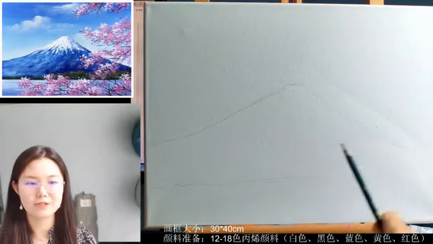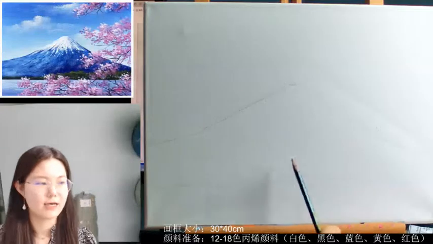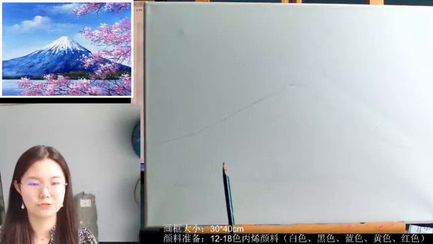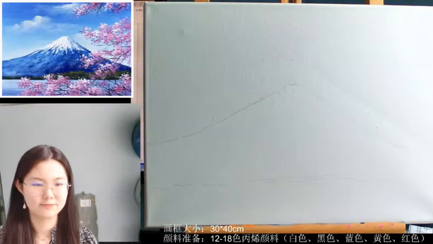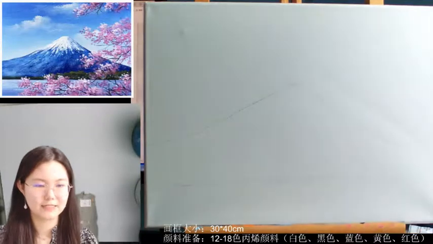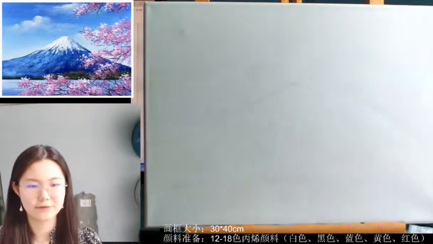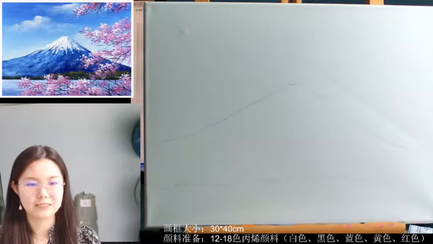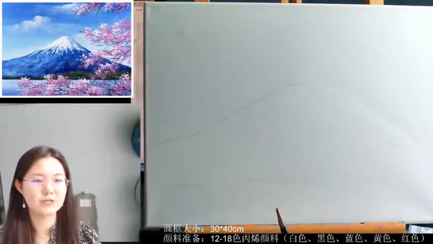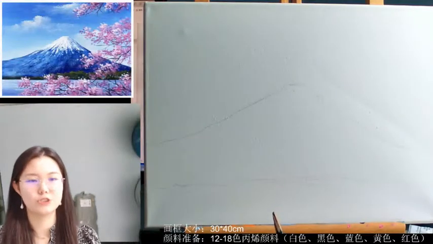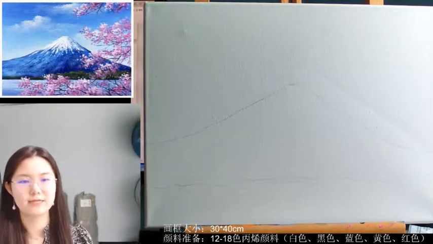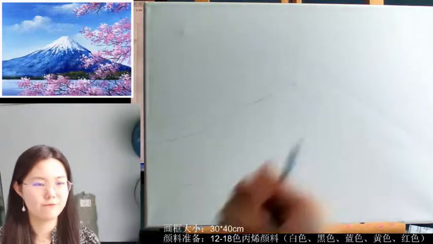Okay, we're about to start our painting, and I'm going to paint on this oil painting canvas. You can see my canvas is made of linen. You can see very clear textures on it. And if you don't have a canvas, you can use a watercolor card, watercolor paper, or find any paper to draw this very beautiful painting.